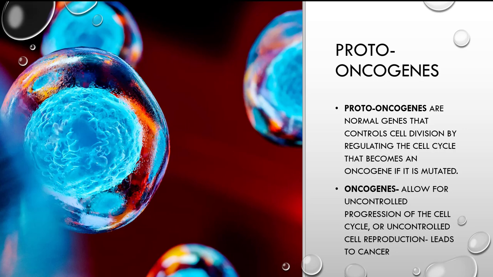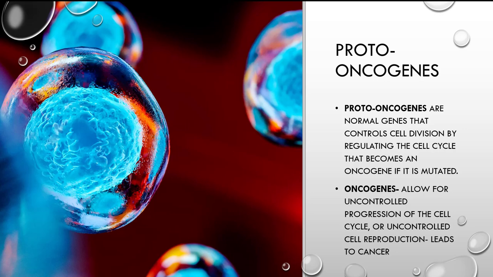Okay. Now, these proto-oncogenes can actually become mutated. There can be an error that occurs during cellular division, which isn't repaired, and then that error becomes part of the daughter cell. And if it happens on a proto-oncogene, it will then become an oncogene. So an oncogene is basically a mutation of a proto-oncogene where you have an error. Okay, so this error, now being an oncogene, allows for uncontrolled progression of the cell cycle.